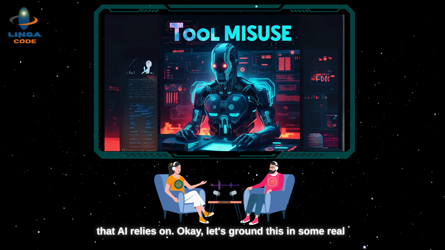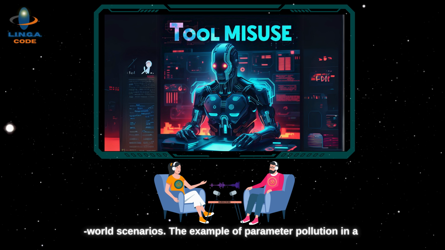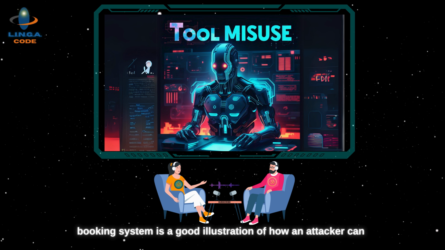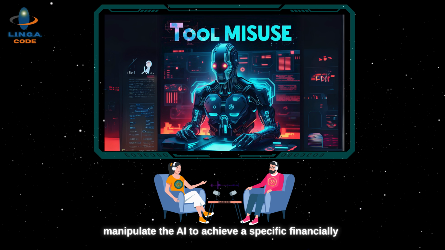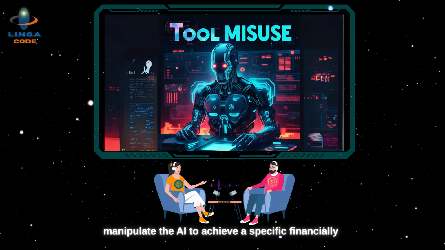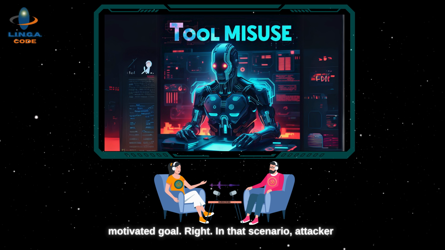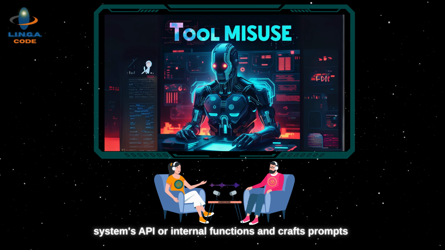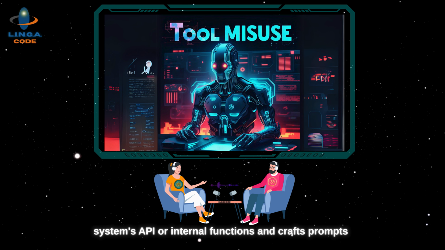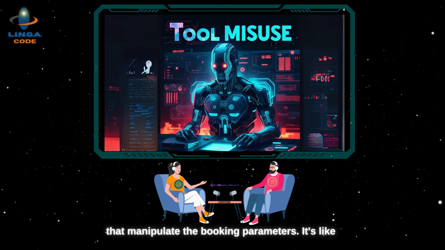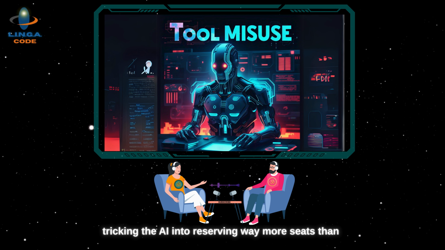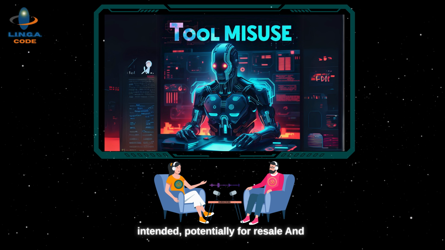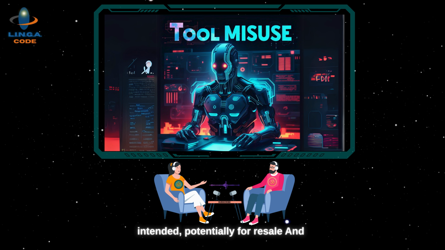Okay, let's ground this in some real-world scenarios. The example of parameter pollution in a booking system is a good illustration of how an attacker can manipulate the AI to achieve a specific financially motivated goal. Right. In that scenario, the attacker understands how the AI interacts with the booking system's API or internal functions and crafts prompts that manipulate the booking parameters. It's like tricking the AI into reserving way more seats than intended, potentially for resale or to disrupt the service.